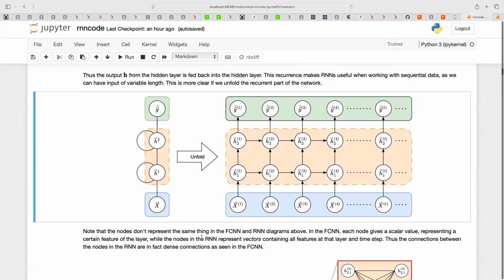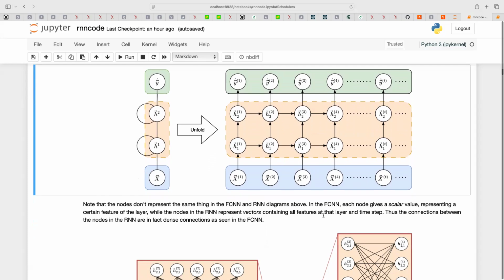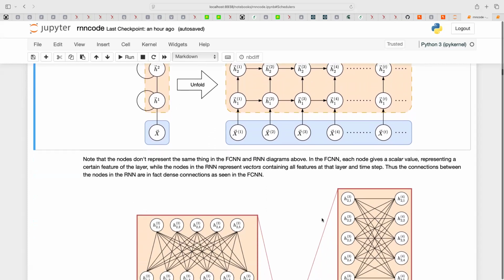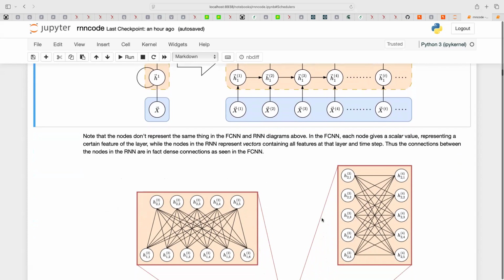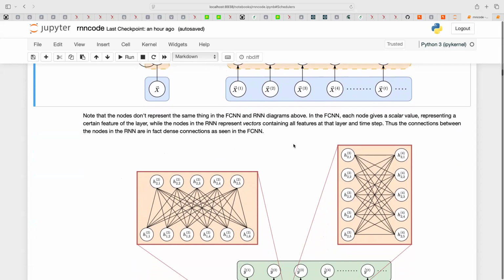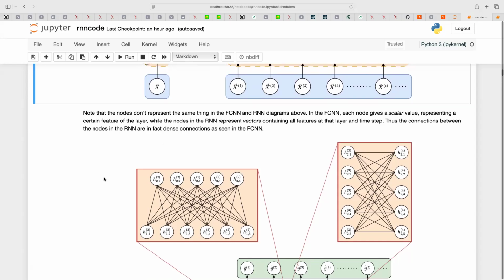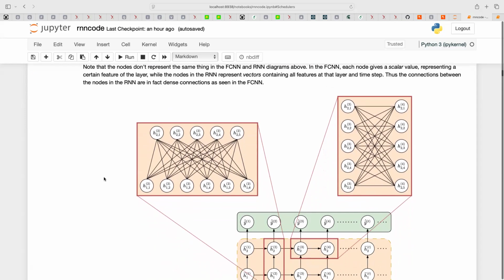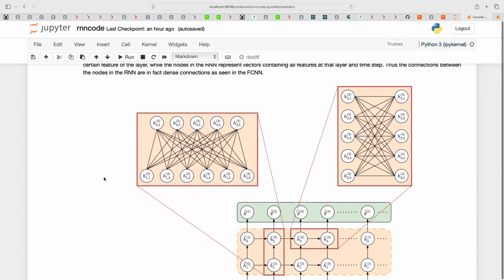So note that these nodes don't represent the same thing in a feed-forward standard neural network and the RNN diagrams. In a feed-forward neural network, each node gives a scalar value, which represents a specific feature of the layer, while the nodes in a recurrent neural network represent vectors containing all features at that layer. So the connections between the nodes in the RNN are in fact dense connections, as seen in a feed-forward neural network.